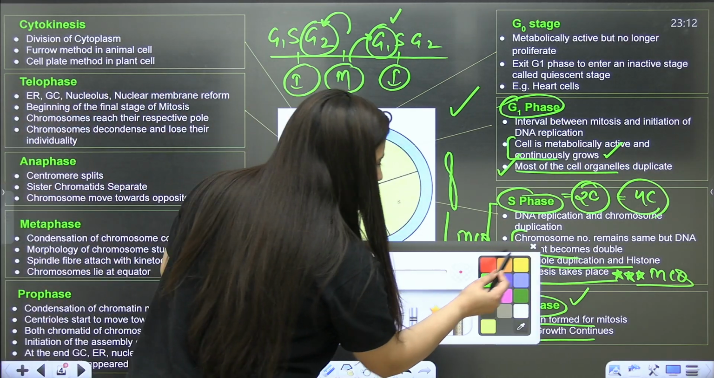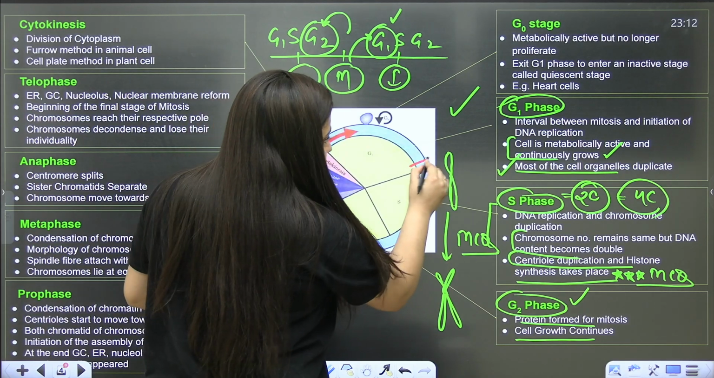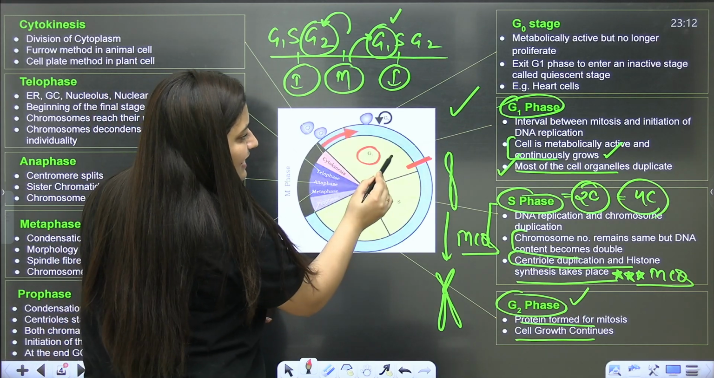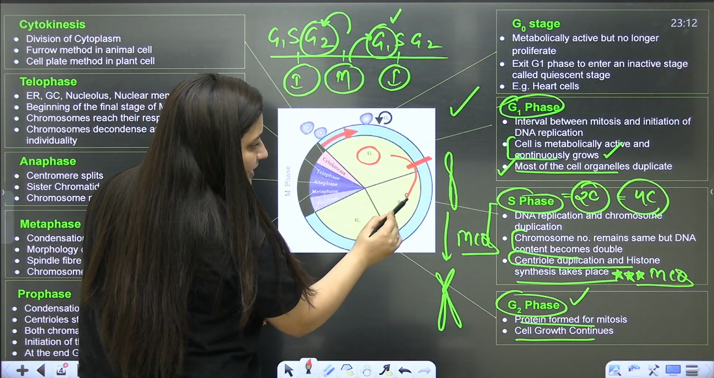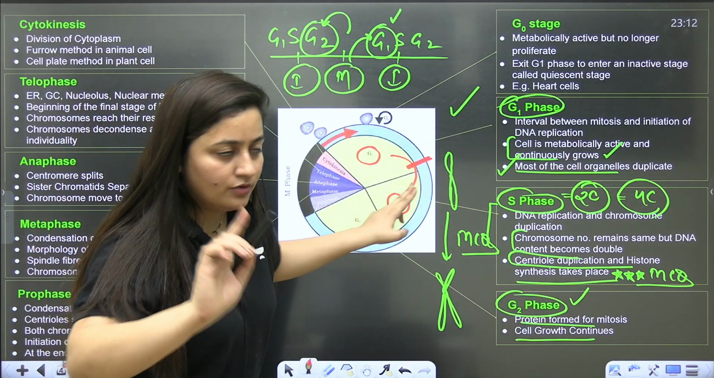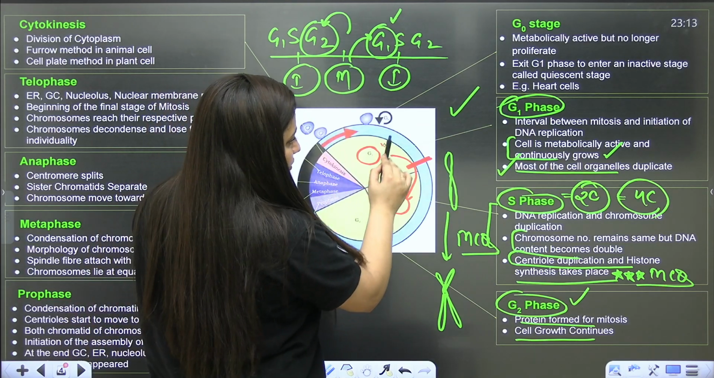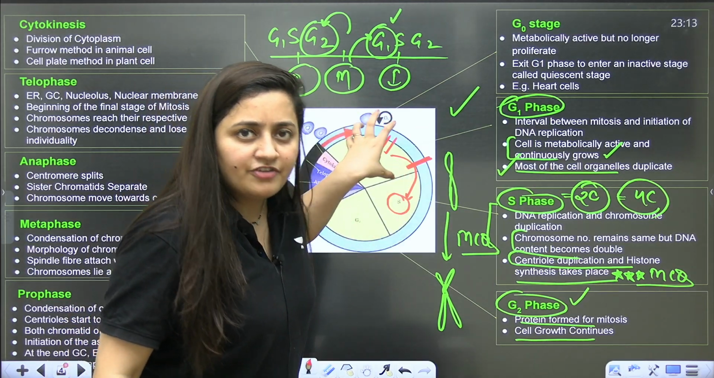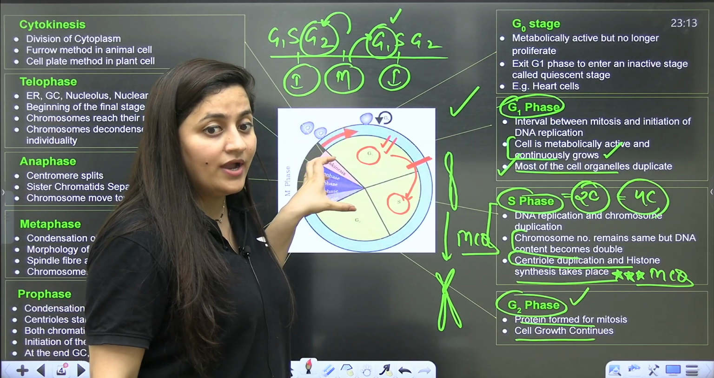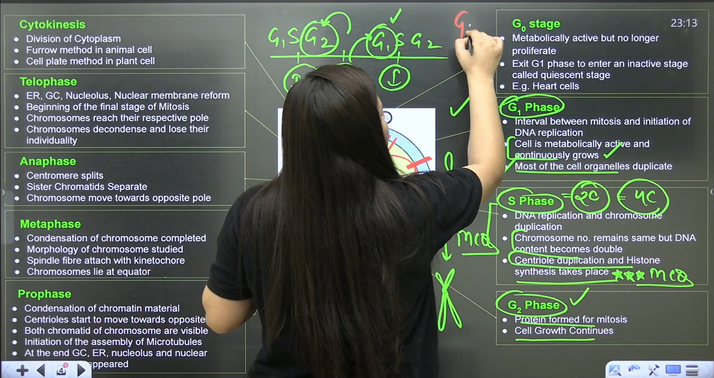So let me tell you, students, about the checkpoint here. So here there is one restriction point or start point. Once a cell has crossed this G1 point, it will definitely enter in the synthesis phase, it will definitely complete its cycle. That's what you have to remember. And let's say if after entering in the G1 phase, the cell is not getting a go ahead signal, then it will enter in a G0 phase.